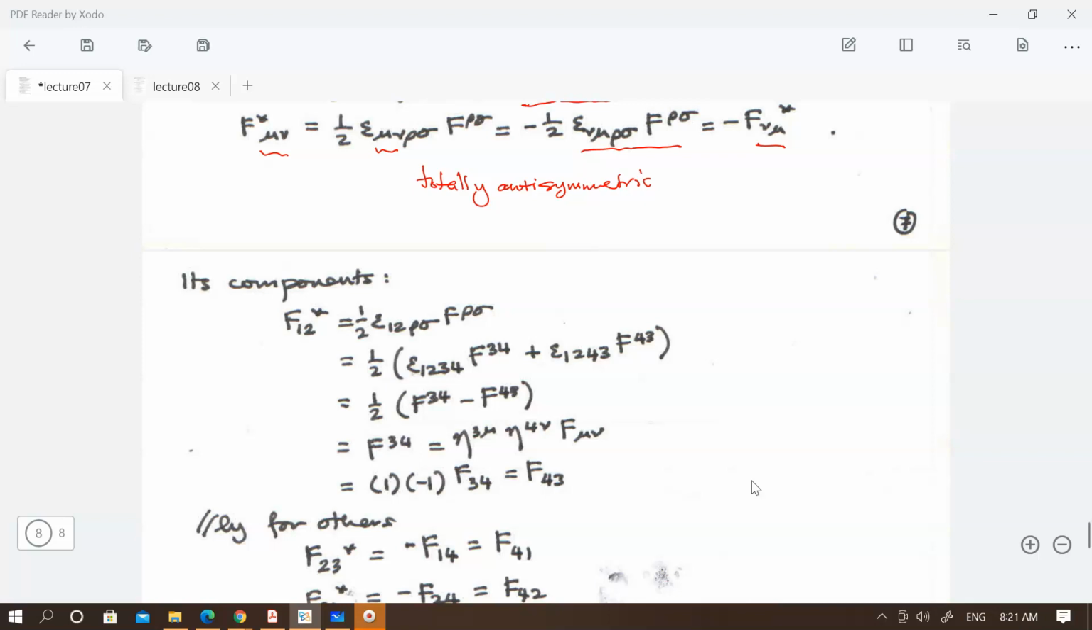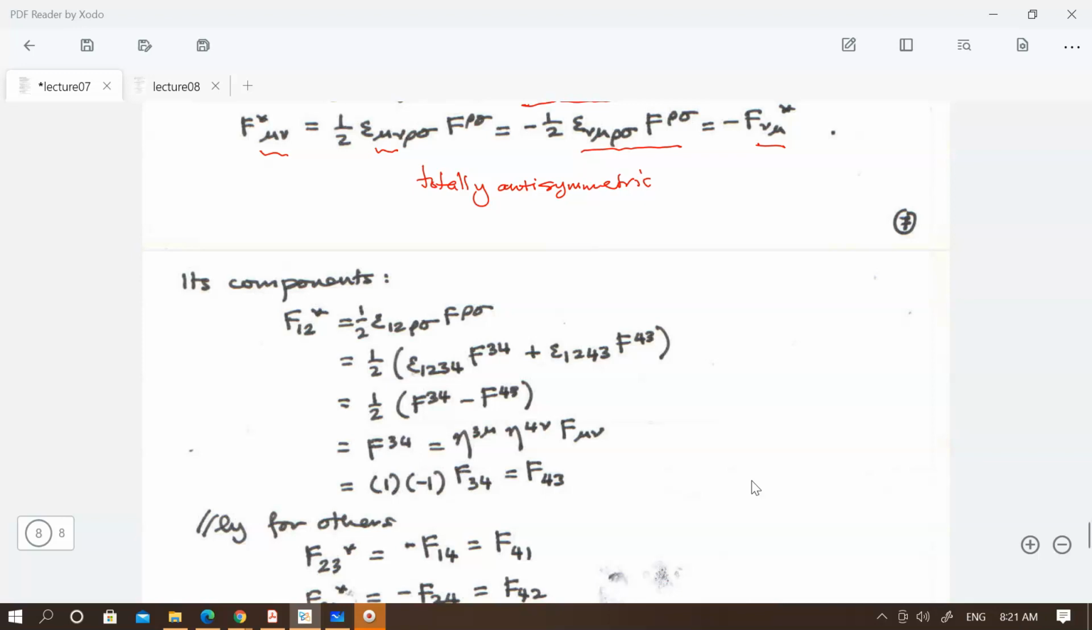So let's consider F12 star. Just like the case of your magnetic field now, I'll just substitute 1, 2 for mu and nu, and then rho sigma will have to be a sum over all possible combinations. Because there's already 1 and 2 here, this can only be either 3 or 4. So that gives us only two combinations, epsilon 1, 2, 3, 4 and epsilon 1, 2, 4, 3, and 3, 4 here. You have F34 there and F43 here.